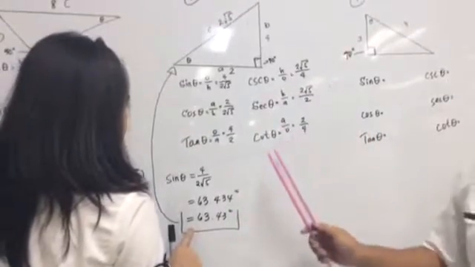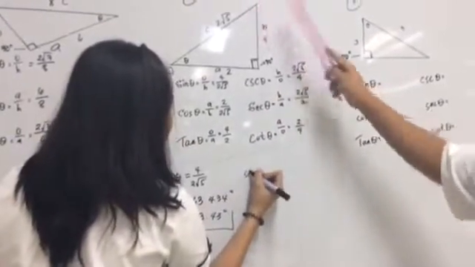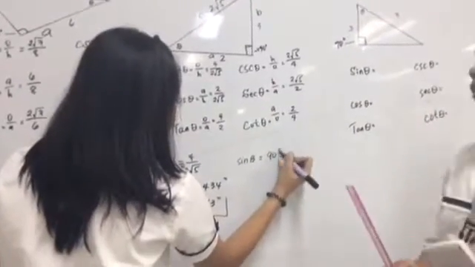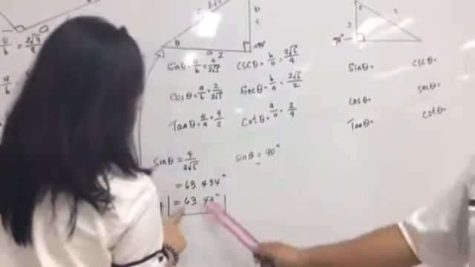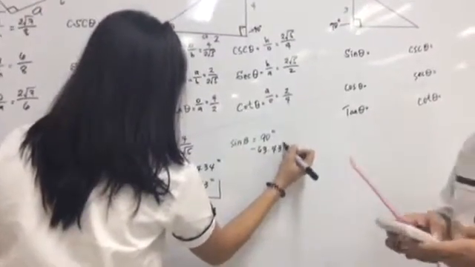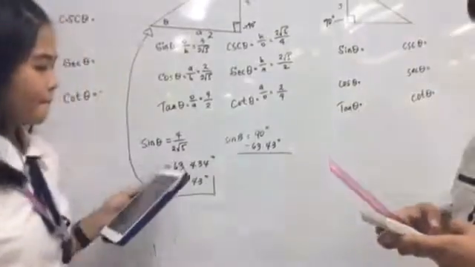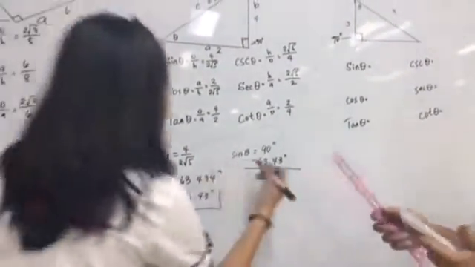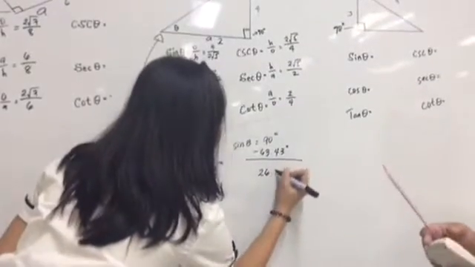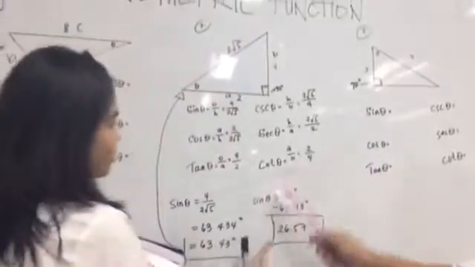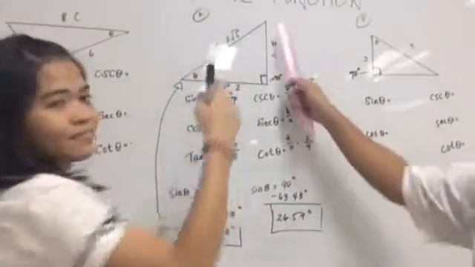Then the second is beta, which is equal to 90 degrees minus 63.43 degrees. And the answer is 26.57 degrees. And this is the answer, the measurement of this angle.